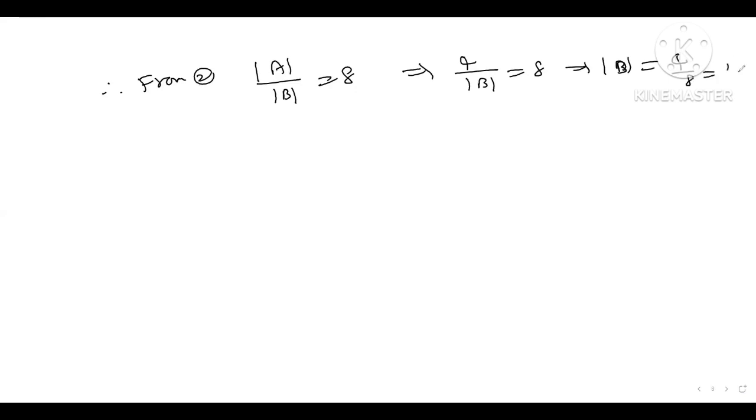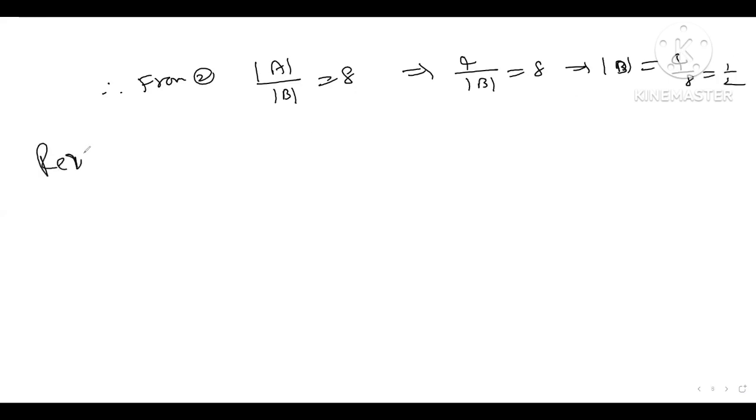From the second equation, delta A by delta B is equal to 8. Here delta A value is 4, so 4 by delta B (unknown) is equal to 8. So delta B we get 4 by 8, and 4 by 8 is nothing but 1 by 2.